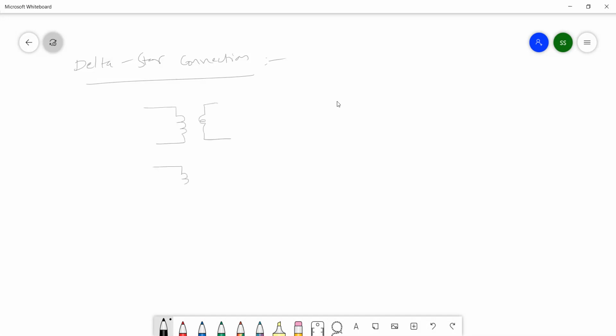Very simple, ma. Once you understand, these are very simple. Only the paperwork we need to draw multiple times. 1, 1 dash, 2, 2 dash, 3, 3 dash. A dash, B, B dash, C, C dash. Now tell me, on primary side is delta, on secondary side is star. So which terminals we need to connect on primary?